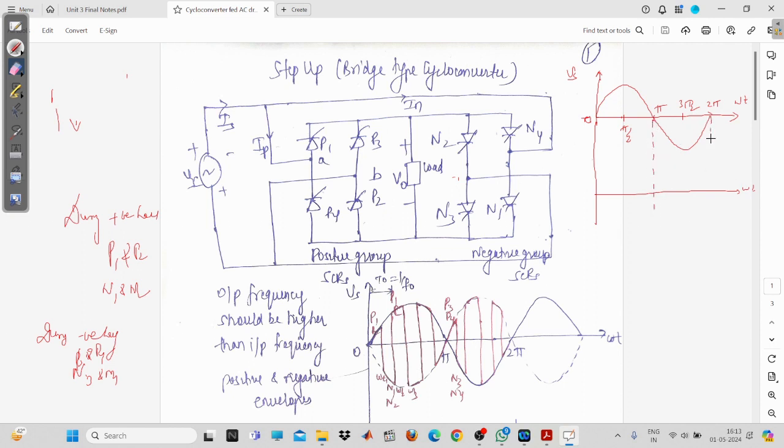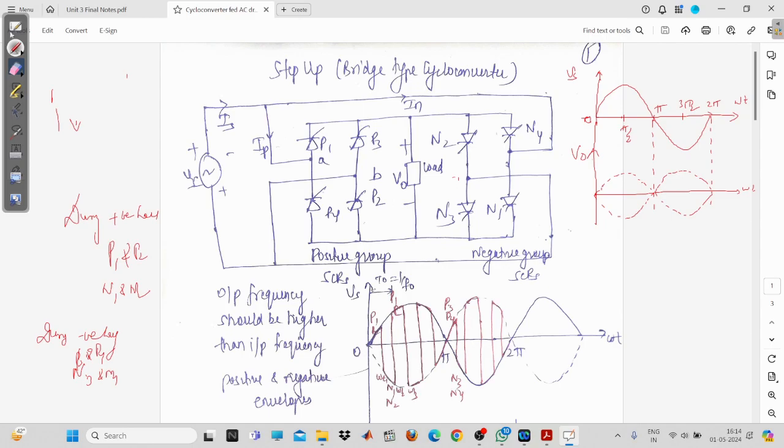This is the supply frequency, and you have to increase the supply frequency because we are studying a step up cycloconverter. It means that the output frequency will be higher than the supply frequency, or in other words, the time period of the output signal will be lesser as compared to the input period of the supply. So in this case, this is the output voltage. Now we will have to draw the envelopes. One is the positive envelope, you can see here, and this one is the negative envelope. I think this much is clear to you.